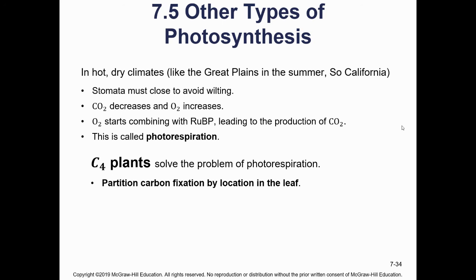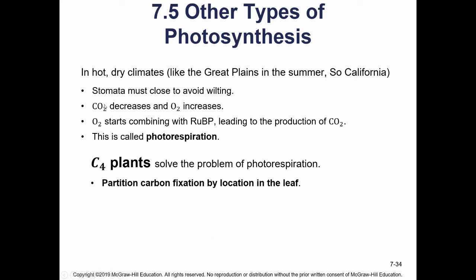Not all plants use C3 photosynthesis because there are some problems that go along with it. In hot, dry climates like the Great Plains or in the summer in Southern California, in deserts, the stomata have to close. Otherwise, water will diffuse out. It'll be evaporated from the plant. So when the stomata close, CO2 is not coming in, but cell respiration's going on. The light reactions are going on, and so the oxygen level increases.